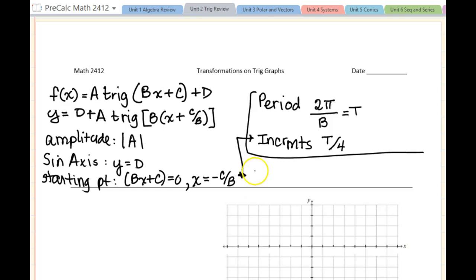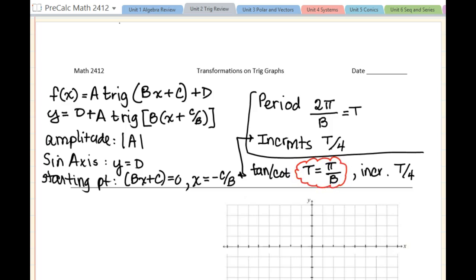If you are talking about tangent and cotangent, then remember that the natural period is pi, and we would divide that by b. And our increments will be the same, t divided by 4. So that hasn't changed. But the biggest thing that does change is how we find the period.